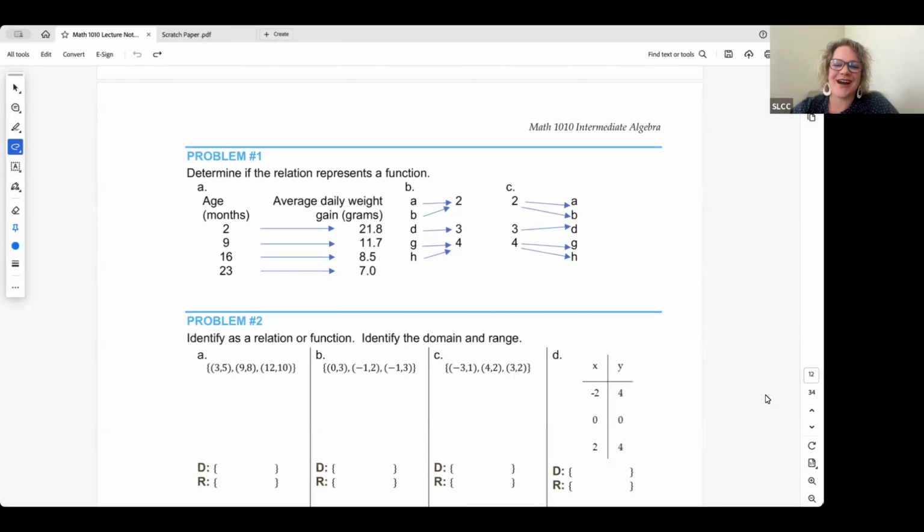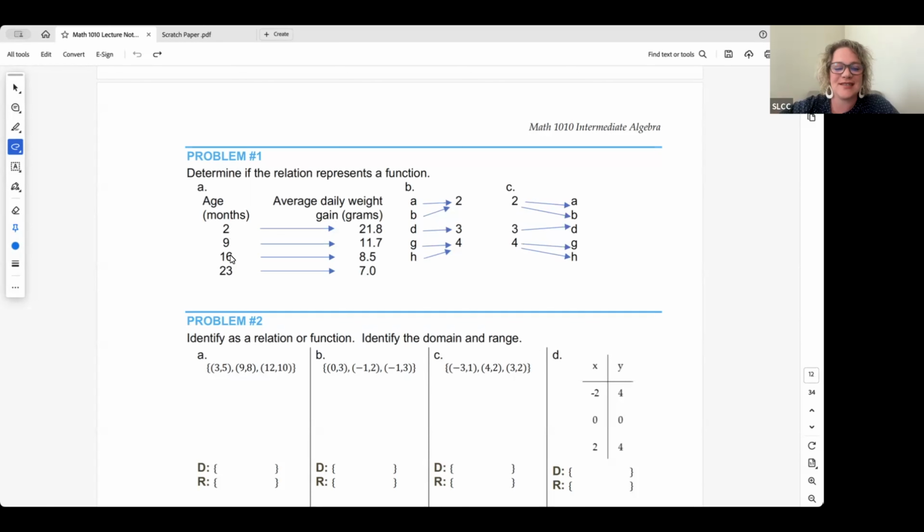Hello, we're working on section 1.2 functions. Let's look at the first two problems, problem 1 and problem 2. Determine if the relation represents a function. Look at part A. We're talking about age and the average daily weight gain.